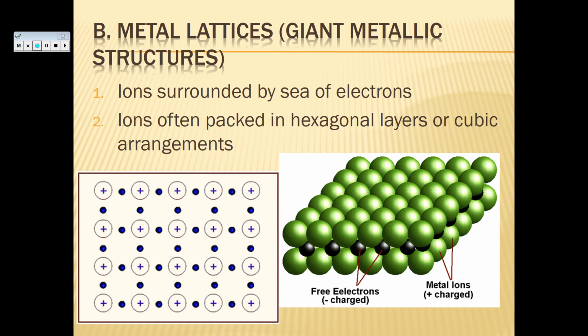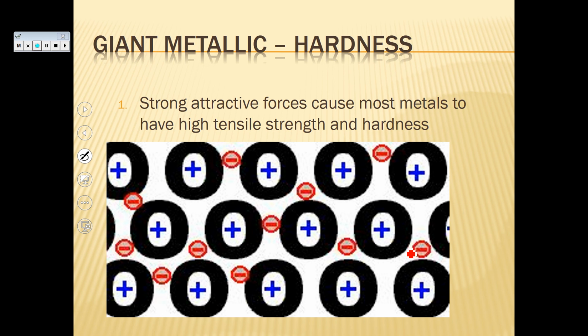Again, metal lattices are ions surrounded by a sea of electrons. Here it shows you the metal nuclei, and then it is surrounded by this mobile sea of electrons. Here's another example where these green atoms represent the metal positively charged nucleus or nuclei, and then these black dots represent the free electrons that are able to move about. The ions are often packed in hexagonal layers or cubic arrangements. The strong attractive forces cause most metals to have a high tensile strength and hardness.